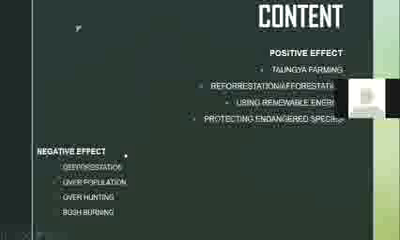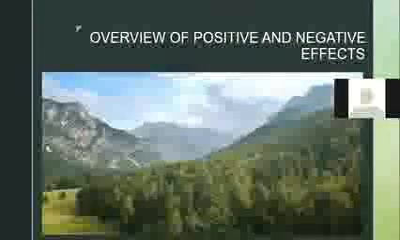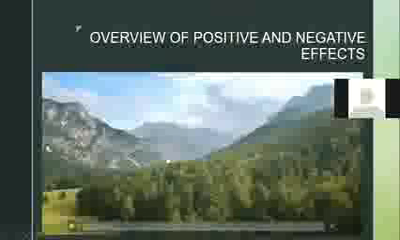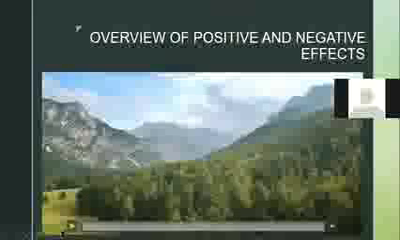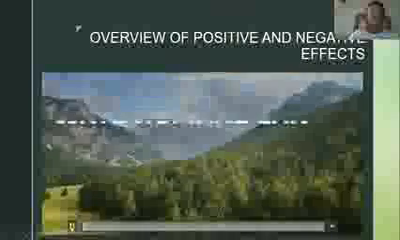And the negative effects, that is the negative things that we do that destroy the forest, include number one, deforestation, overpopulation, overhunting, and bush burning. So we are going to look at that quickly. This is an overview of both positive and negative effects that human activities have on the forest. It's not a very long video. It is just about 1 minute 5 seconds. So let us see that quickly.